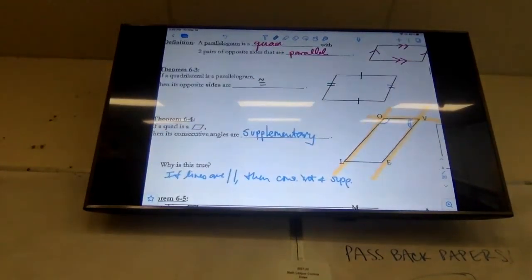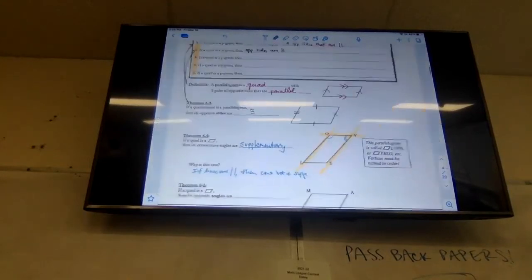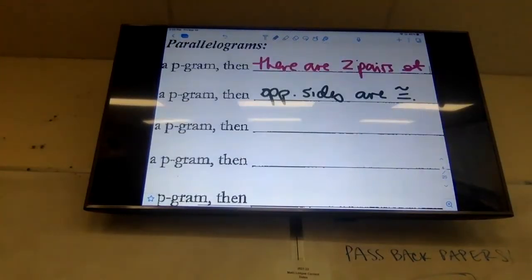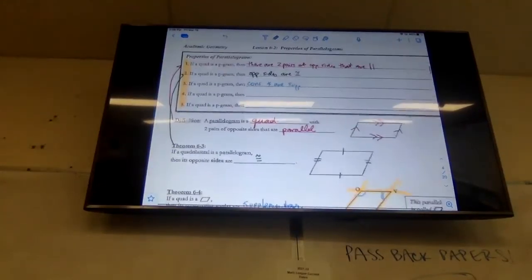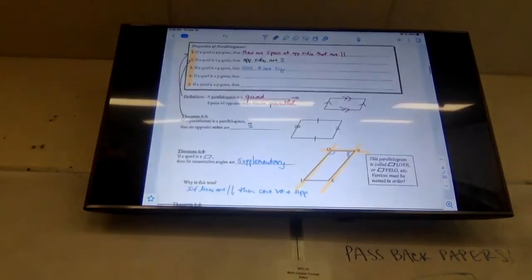I'm going to have to go above and write on line number 3: if a quad is a parallelogram, then consecutive angles are supplementary. So I'm going to go above and write in one second. The quad is a parallelogram. I'm sorry. Consecutive angles are supplementary. All right, that's 2 of my 5.